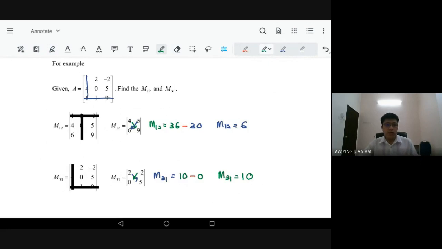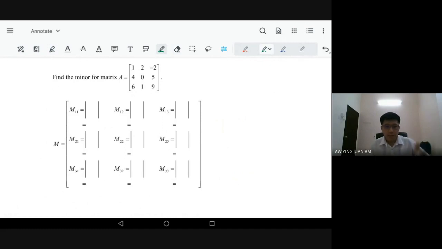That is the process to find the minor. Next, what we have to do is find the minor for all the elements. Refer to the question: find the minor for the matrix A. We have to find all the minors. Here we have 9 minors. Repeat the process. Look at M11. Try to understand the meaning of M11, meaning that we close up the 1 and 1. Then we have 0, 5, 1 and 9. Next, focus on 1, 2. Here we have 4, 5, 6 and 9.